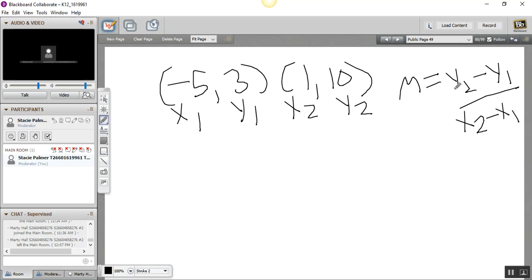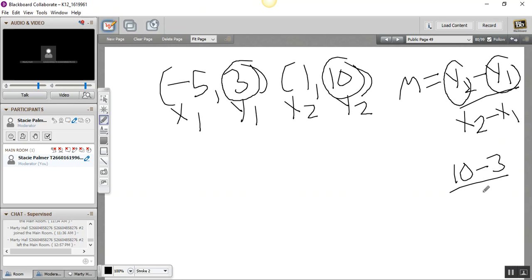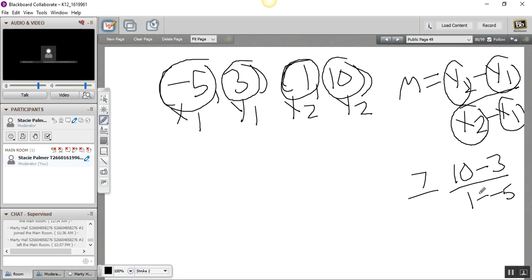Okay, instead of the y2 in our formula, we're going to plug in 10. So 10 minus, instead of the y1 in our formula, the y of our first point is a 3. Instead of the x of the second point, we're going to plug in a 1. And instead of the x of our first point, we're going to plug in a -5. So 10 minus 3 is 7. 1 minus -5 is 6.